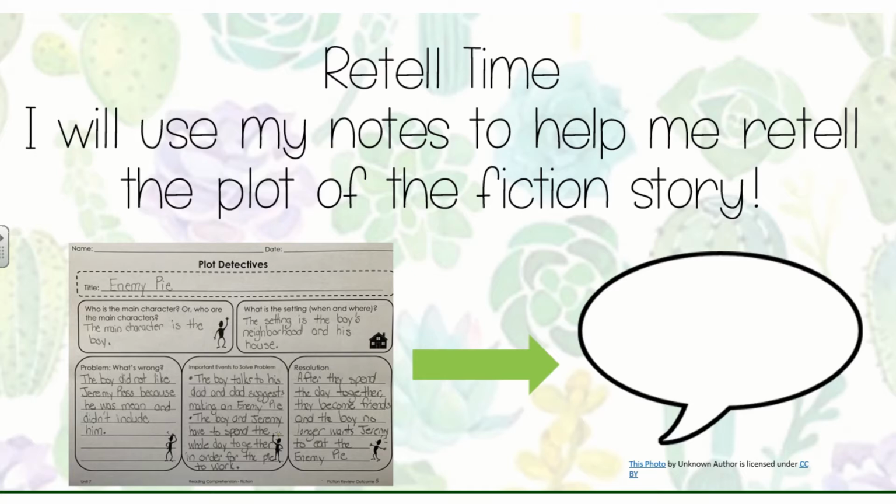Okay, so now we're going to use the notes to help retell the plot fiction story. So it would go something like this. Okay, so the story we read today was Enemy Pie. The main character is the boy, and the setting is in the neighborhood and the boy's house. So a little boy named Jeremy Ross moves in next door, and the boy did not like him because he was mean and he didn't include him. So then his dad suggests that they create an enemy pie. So the boy absolutely loves this idea, and he's ready to bake this pie for his enemy.